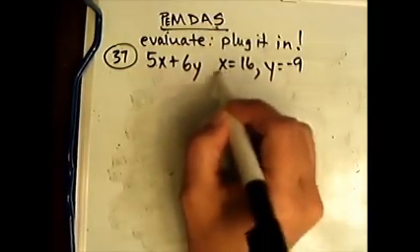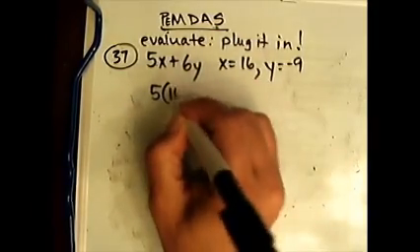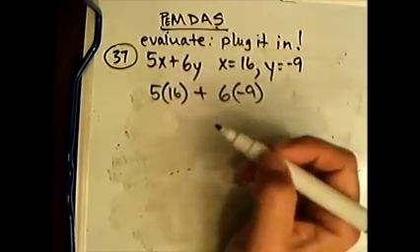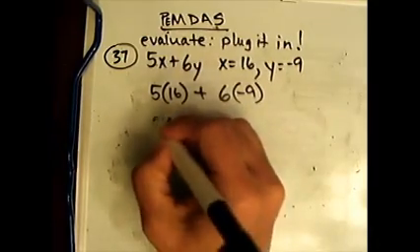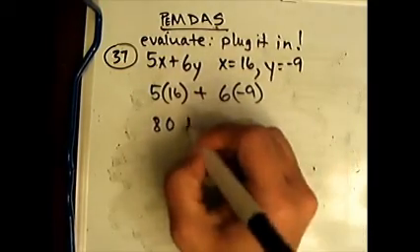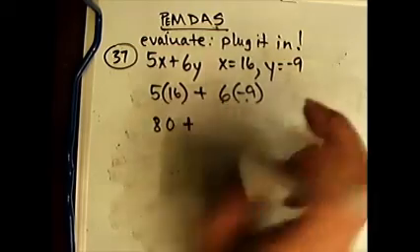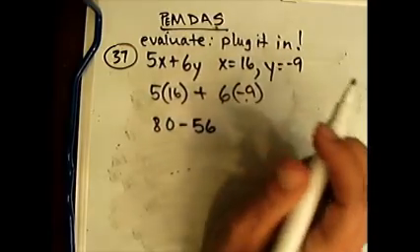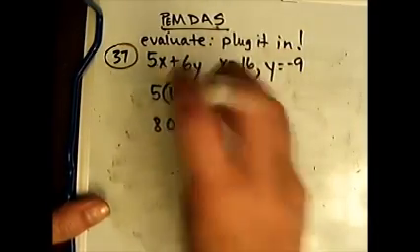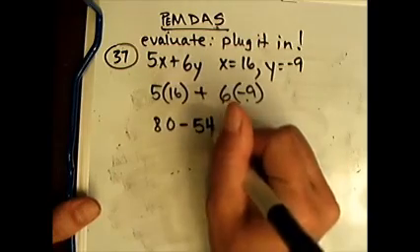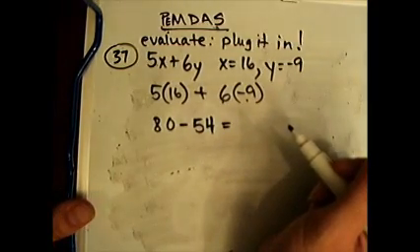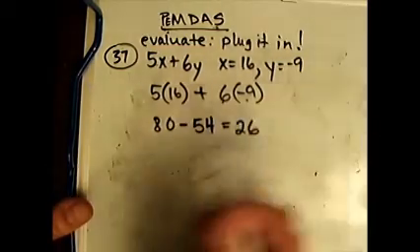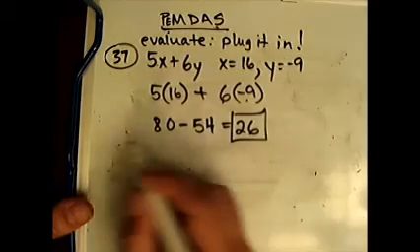So everywhere you see an x, put a 16. Everywhere you see a y, you put a negative 9. 5 times 16 is 80 plus, oh, it's not going to be plus, because 6 times a negative 9 is a negative 54. So 80 minus 54 is 26. So that's your answer for that one.